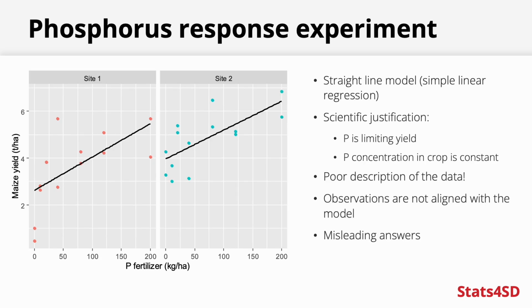Probably one of the first statistical models you learned about is one that proposes a straight line relationship between an input, here the phosphorus fertilizer, and output of crop yield. This is the simple linear regression model. I can think of a scientific basis for that model. It involves the assumption that phosphorus is the only limiting nutrient and the concentration of phosphorus in the crop is constant. The result of fitting the model to the data is drawn on the graph, and it's clear that the model is not a very good description of the data. The observations don't support this model, and if we try to use this model, we might get misleading answers.